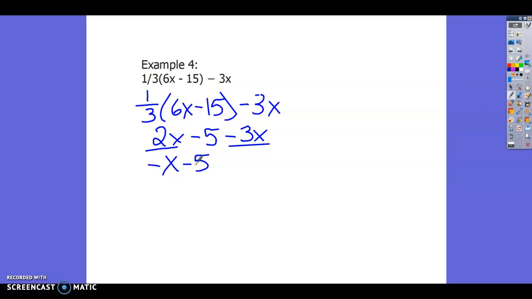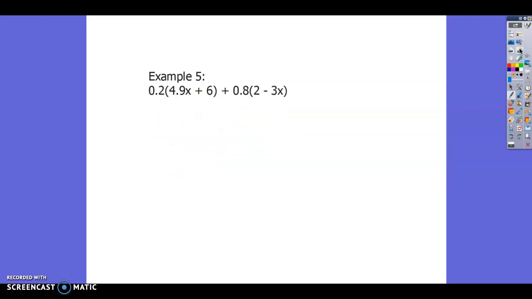All right, we have one more example. So this example has a decimal. We're going to do 0.2 times 4.9x, and that's going to be 0.98x.